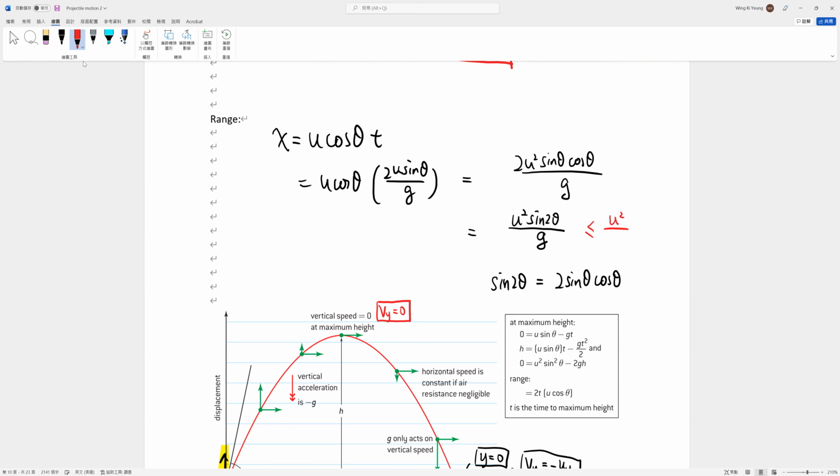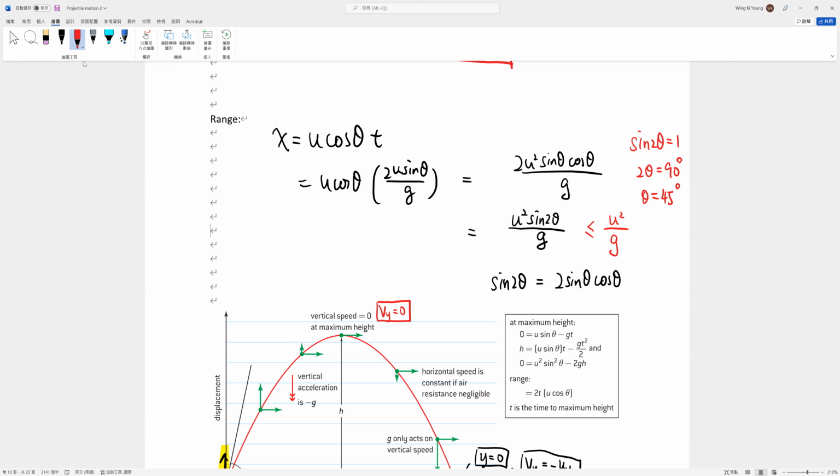So that means the maximum range should be u squared over g. When will we get the maximum? When sine 2 theta equals 1. That means 2 theta equals 90 degrees, or theta equals 45 degrees. That's what you have been taught in the PE lesson. When you want to throw a ball for the maximum range, you should throw it at 45 degrees.